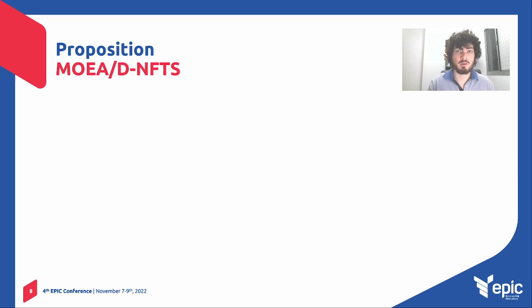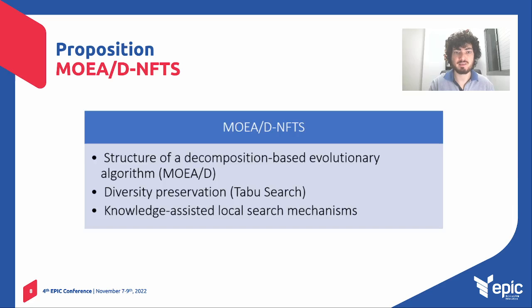Because of all of this, we have proposed a new algorithm which we called MOID and FTS. This algorithm has a structure of a decomposition-based evolutionary algorithm, MOID, but it also incorporates a diversity preservation method, taboo search, and knowledge-assisted local search mechanisms that try to modify duplicated solutions to improve the convergence process.